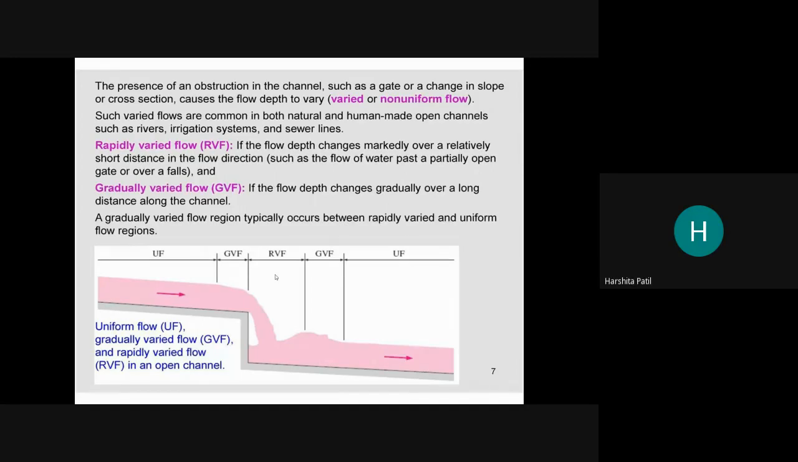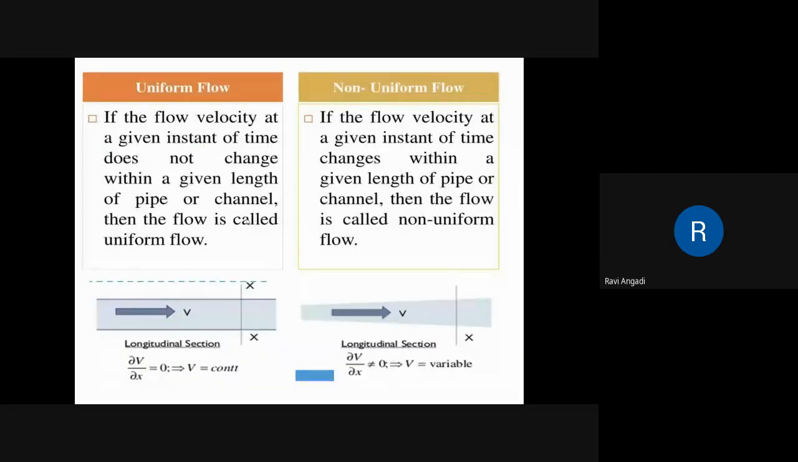Then let us differentiate between a uniform flow and a non-uniform flow. Here, if the flow velocity at a given instant of time does not change within a given length of the pipe or a channel, then the flow is called a uniform flow.